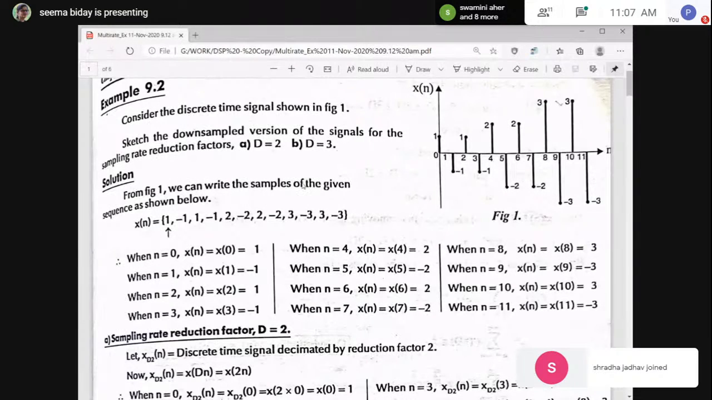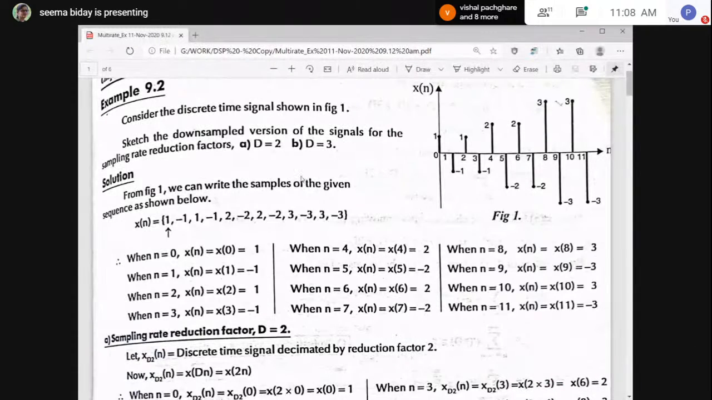Now in the last period, we have seen multi-rate signal processing. Under that, what is the meaning of multi-rate signal processing? Then what is decimation? What is interpolation? And how it is to be performed by a decimation factor of D equal to 2 or D equal to 3. We have solved examples also.